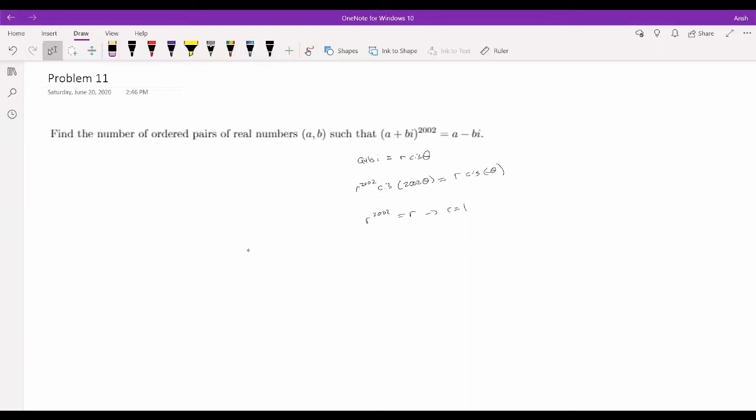So that means we just have that a plus bi is cis theta, so we get that cis of 2002 theta is equal to cis of negative theta. Well, when does this happen? Well, if you think of it, if you multiply both sides by cis theta, well, what you would get is that on one side you have cis times 2002 theta times cis theta.